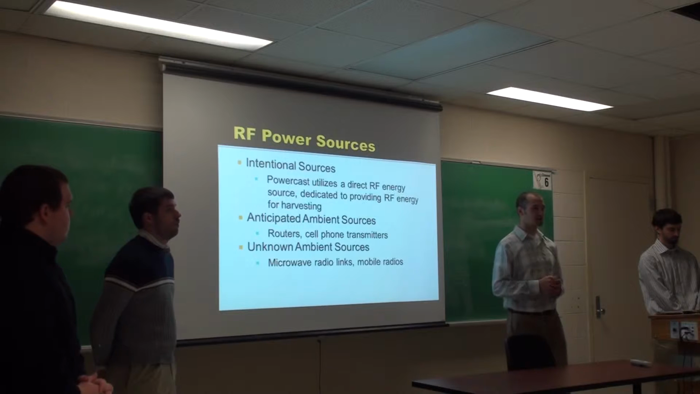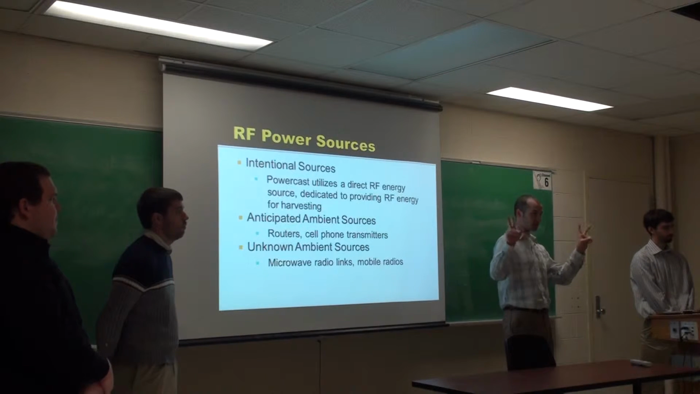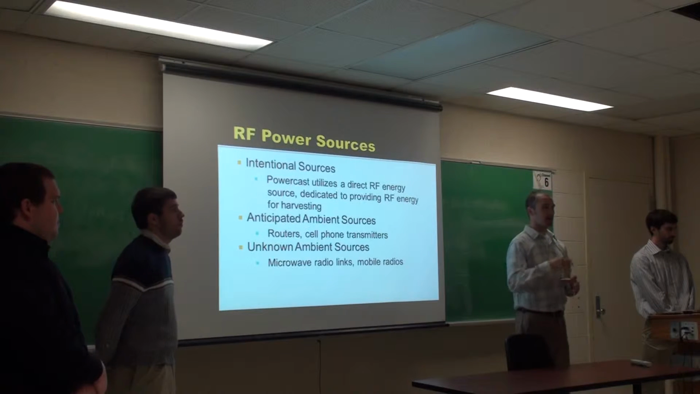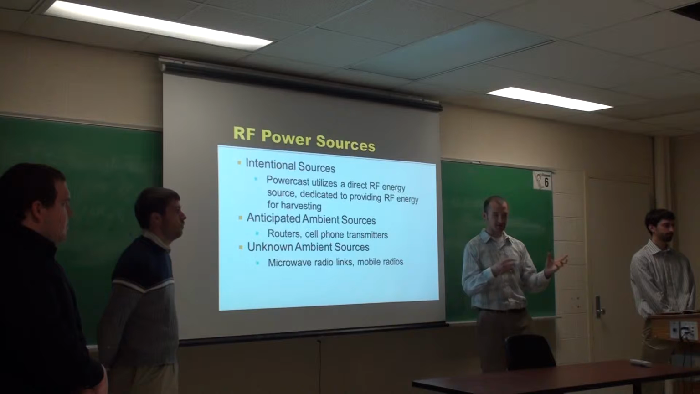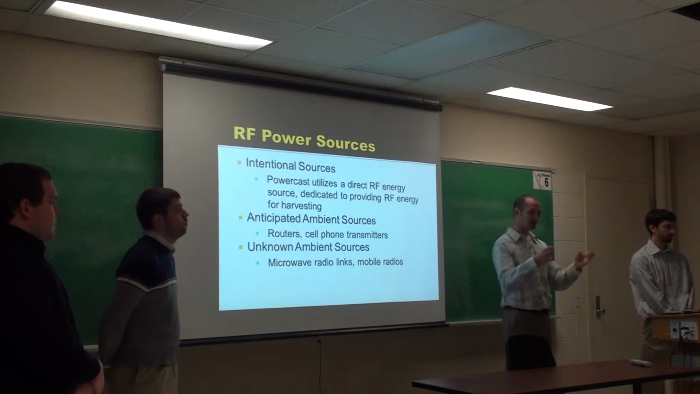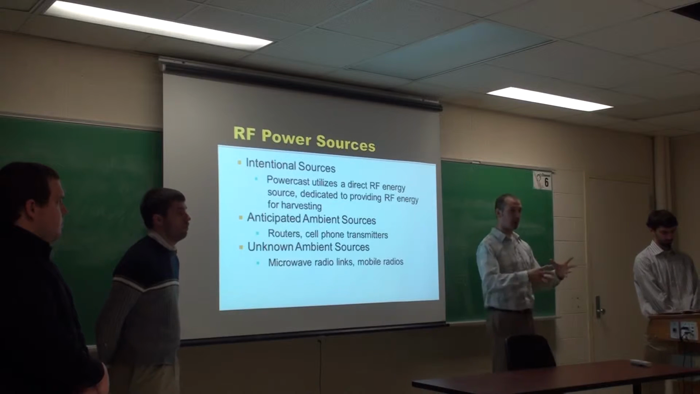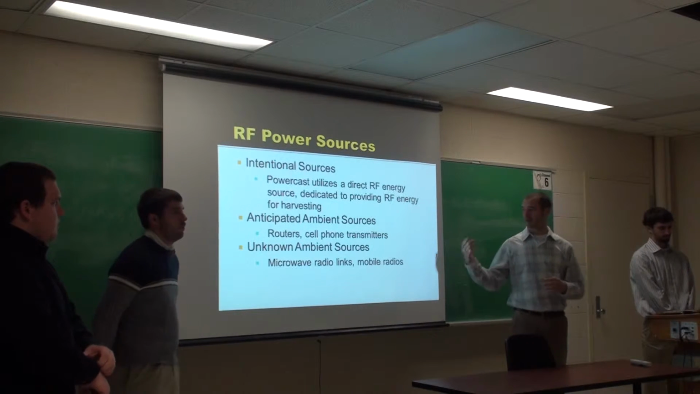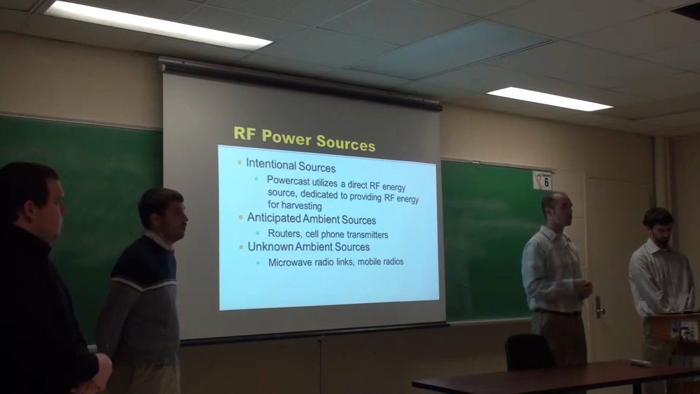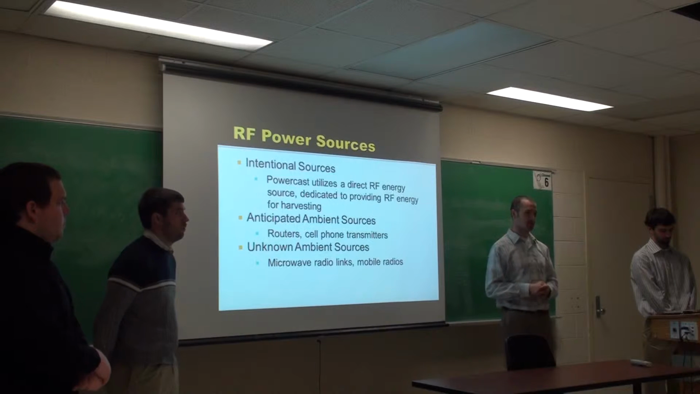Anticipated ambient sources are things that we can expect to be floating around in the air, but are a little bit too unreliable to power up an entire sensor. However, we could probably capture a few of the RF signals to convert into power. Some of those are your Wi-Fi routers that are always producing RF, or cell phone transmitters. Similarly, we know that there are going to be cell phones around. However, it's not as reliable as an actual transmitter.